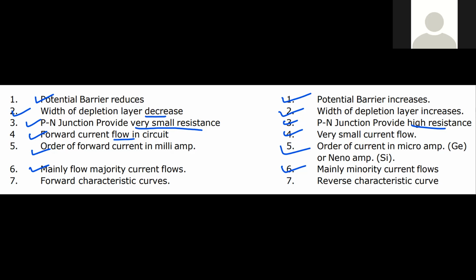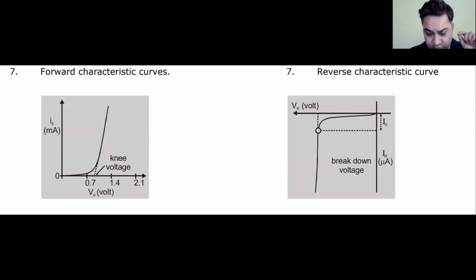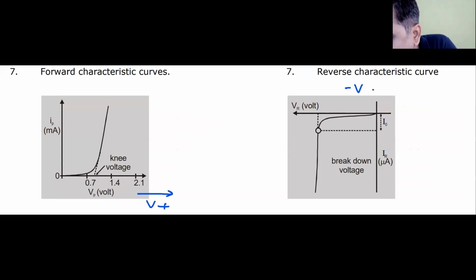Okay, sir. Then, sir, this curve, as you can see, is the forward biasing curve. So, voltage is shown as positive. Here it is the reverse biasing curve. So, voltage is shown as negative. Do we understand this?